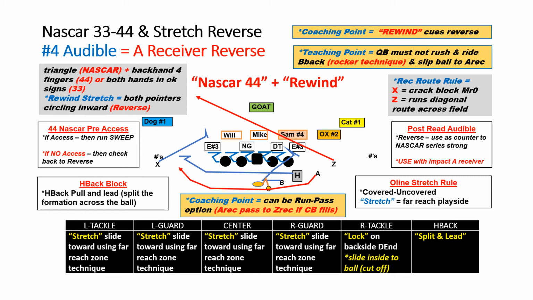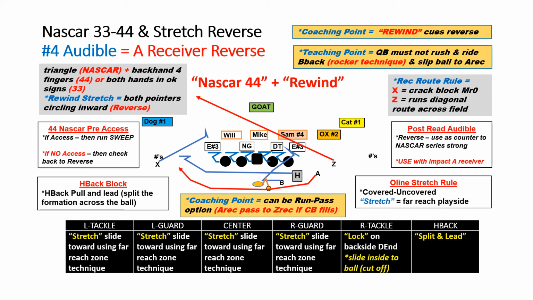So again, we call Nascar 44, which means we're in an overload 3x1 to the right. We're anticipating running 44 Qs pin and pull sweep, toss sweep to the right. We don't like it. Again, we've got great numbers. We want to get the ball to the A. We simply go rewind, rewind, which automatically tells the offensive line we're going to go ahead and stretch opposite of the original play call. In this case, we're going to go run our stretch to the left, stretch blocking.